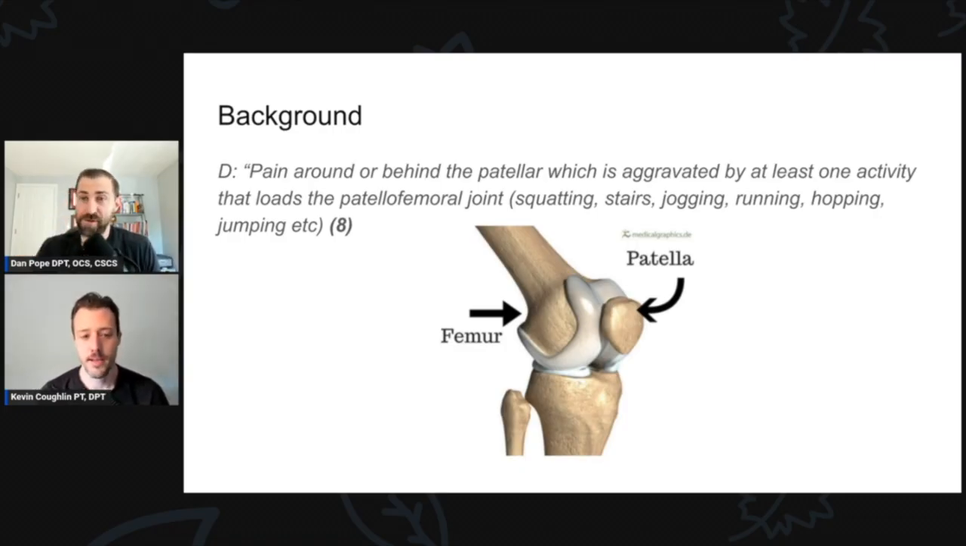So patellofemoral pain, I think aptly named, is pain around or behind the patella, so the kneecap, which is aggravated by at least one activity that loads the patellofemoral joint. So this could be squatting, this could be stairs, jogging, running, hopping, jumping, anything that's loading the joint. So, when someone comes in with knee pain, in order to give someone this diagnosis, you want to make sure there's at least one aggravating factor that's loading the patellofemoral joint. And we'll get into how the biomechanics work there, but that's just a little background to orient yourself for what we're about to talk about.